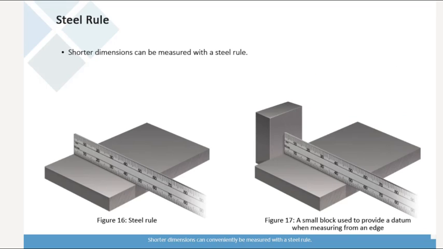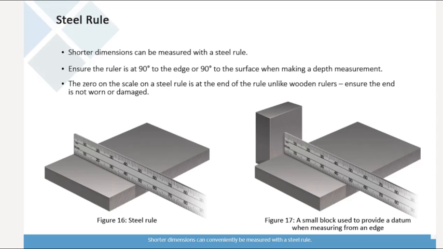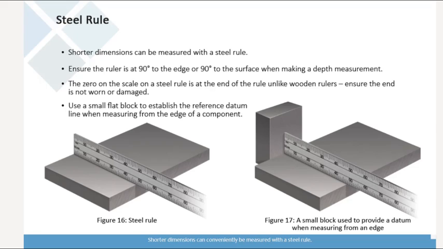Shorter dimensions can conveniently be measured with a steel rule. Ensure the ruler is at 90 degrees to the edge or 90 degrees to the surface when making a depth measurement. The zero of the scale on a steel rule is at the end of the rule, unlike wooden rulers. It is important the end is not worn or damaged. When measuring from the edge of a component, use a small flat block to establish the reference datum line rather than guess the zero portion.